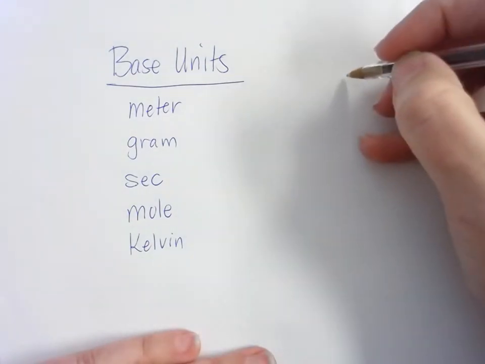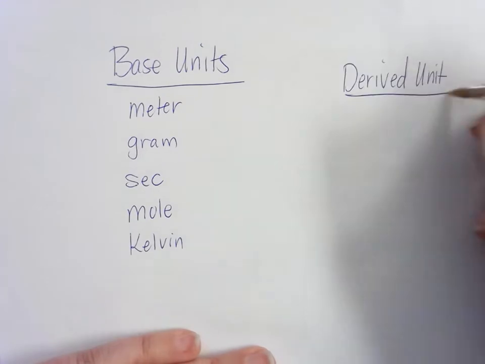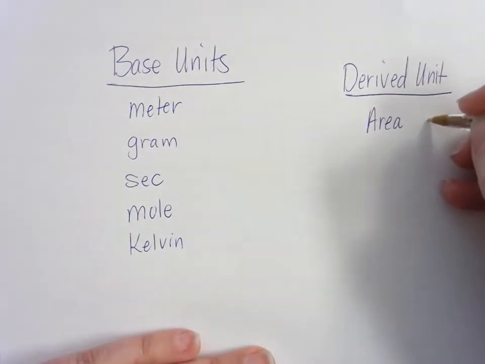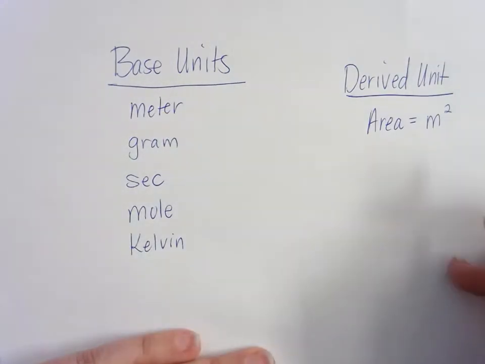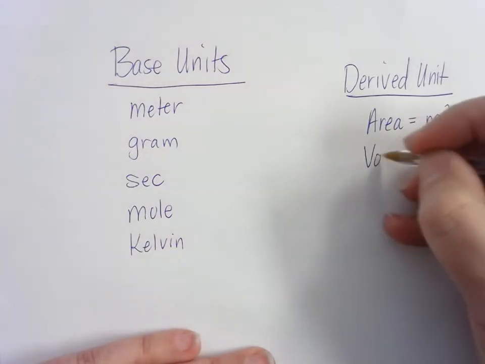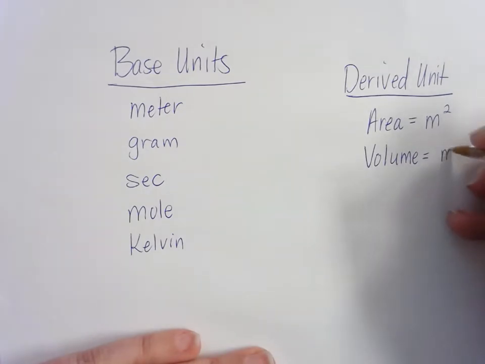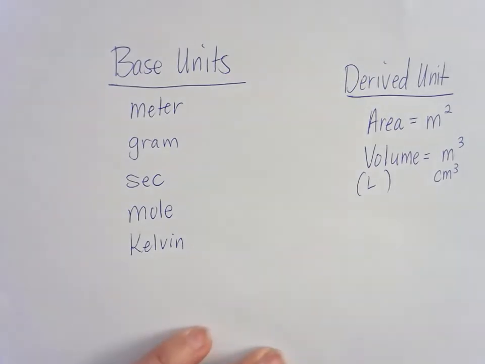And then you have things called derived units. A derived unit is a combination. Derived units might be like area. How do you measure area? It's 2 dimensions of distance, so it would be in meters squared. We take meters and multiply meters by meters. If we were doing volume, it's units cubed. So we could do meters cubed or centimeters cubed, and we also use liters, but that's not a derived unit. It's calculated.